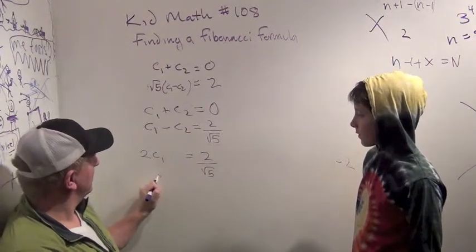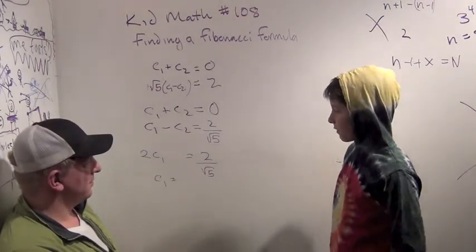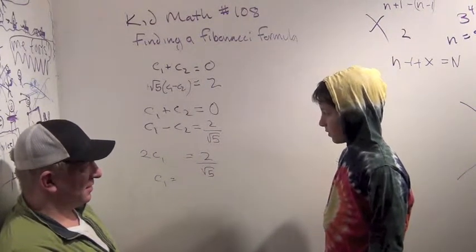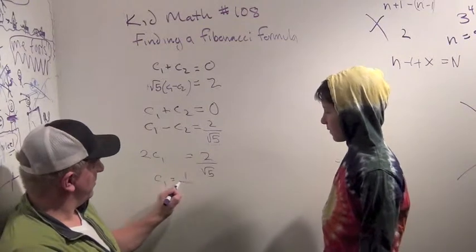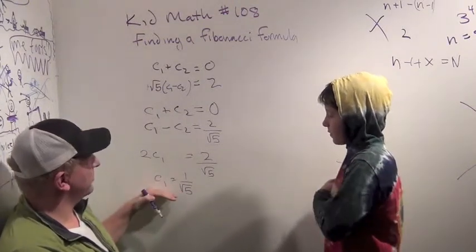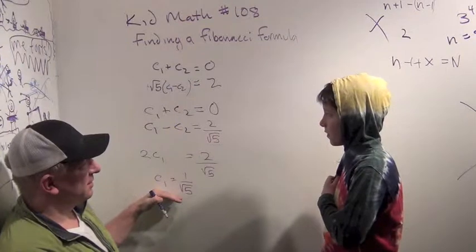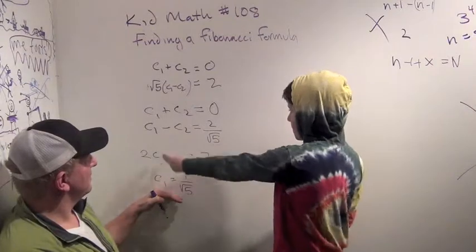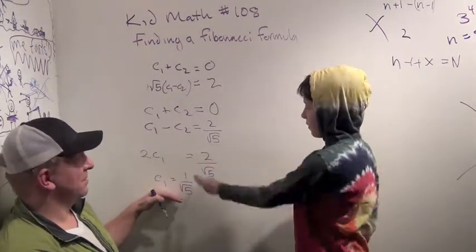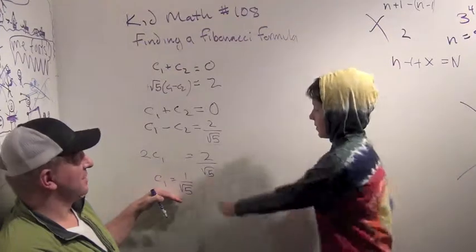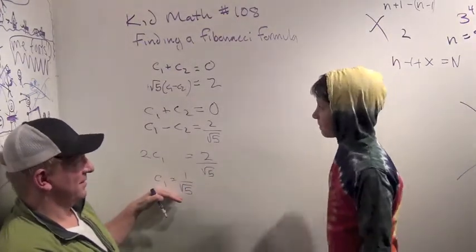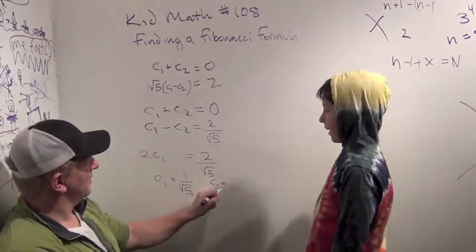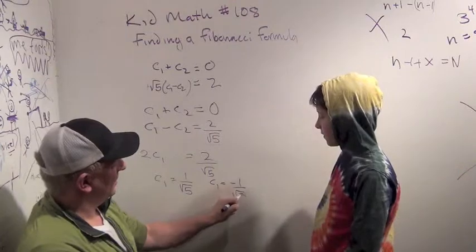So what does C1 equal? C1 equals 2 times the square root of 5 over 2, which is sometimes known as 1 over the square root of 5. And if C1 equals 1 over the square root of 5, how can we find C2 really quick? You can just plug it back into this top equation. Which is easier? This top equation, because you have a plus instead of a minus. So what does C2 equal? C2 is minus 1 over the square root of 5. Okay, so we found our constants.